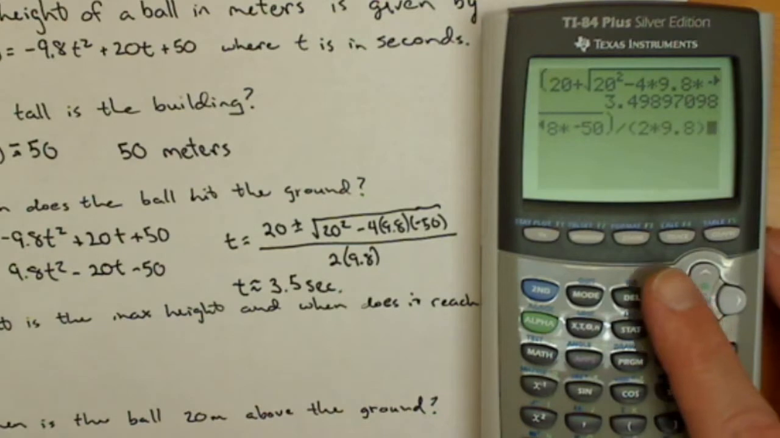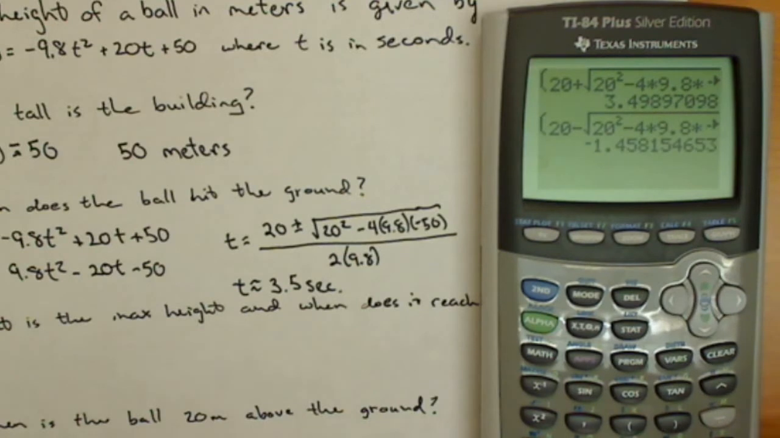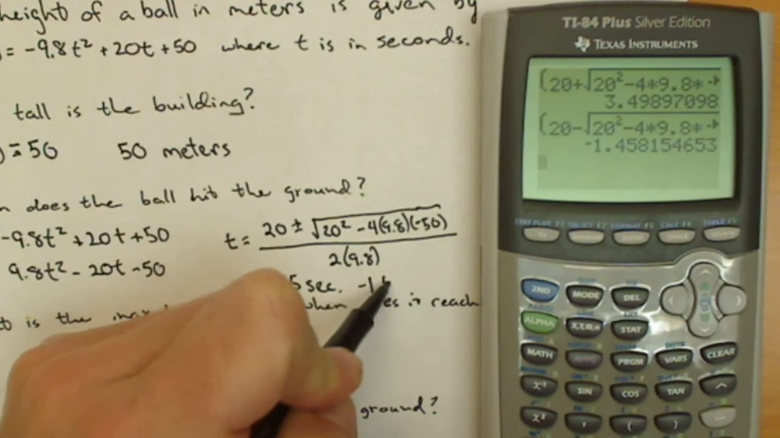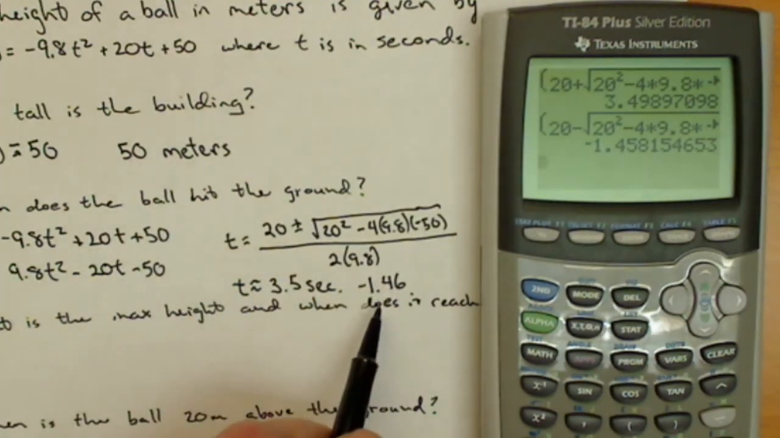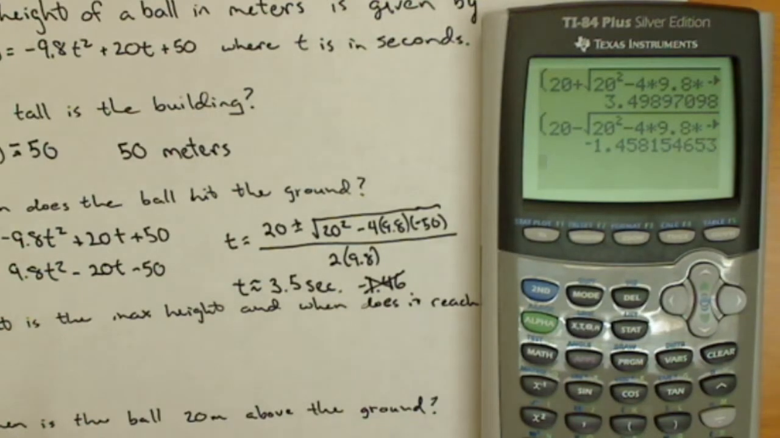Now we have another value coming from this, and that is when I do 20 minus. And I do get a value. I get another value, I get negative 1.46, but negative doesn't make sense in the context of this situation, so we're not going to worry about that answer in this case.